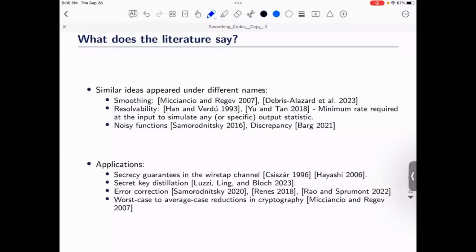One special instance was when these noise kernels were Bernoulli noises. This was considered by Samorodnitsky, and he coined the word noisy functions. From around 2010 to 2016, he developed this idea and obtained how the norms of functions shrink when Bernoulli noise is applied on functions. And this discrepancy, that is, how uniformly a code is distributed on Hamming space, can also be represented in terms of smoothing.